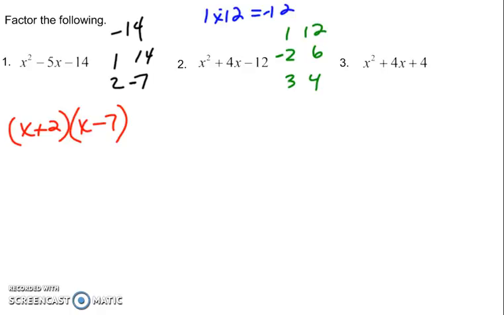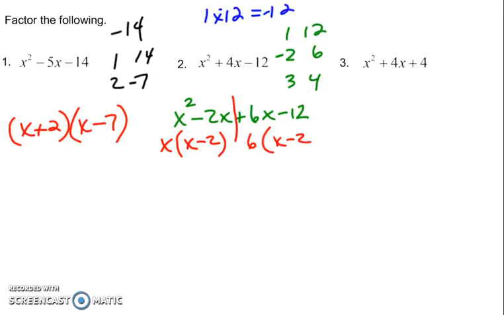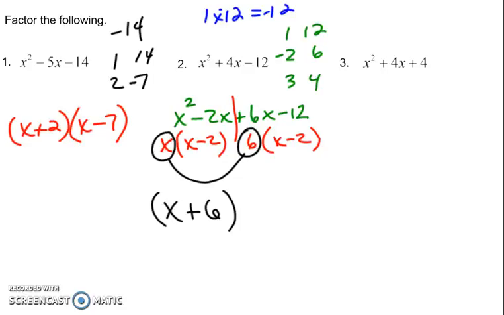So I'm going to rewrite x squared minus 2x plus 6x minus 12. Now I'm going to split in half. So the left side GCF is going to be x times x minus 2. The right side GCF is going to be 6 times x minus 2. So when I go to write my final answer, I'm going to bring these outside factors together for x plus 6 times x minus 2.